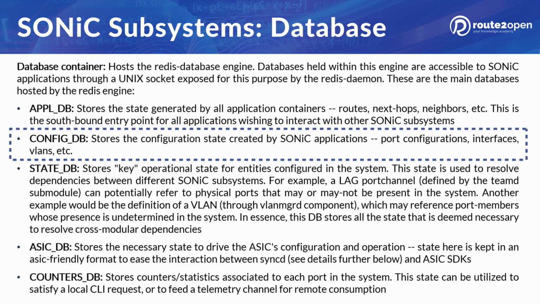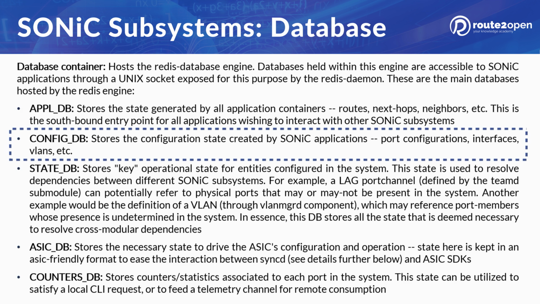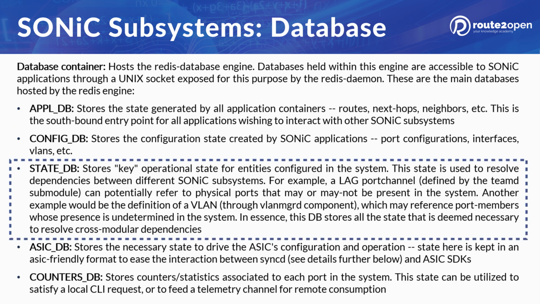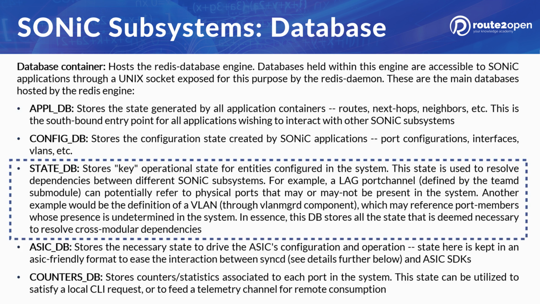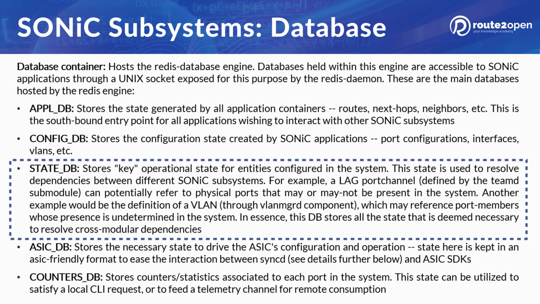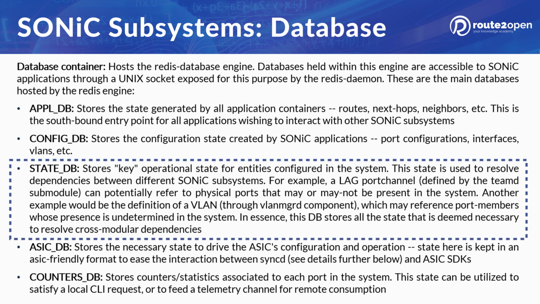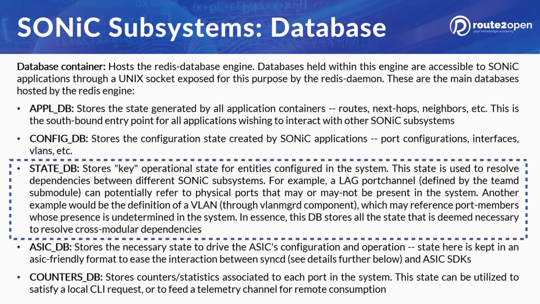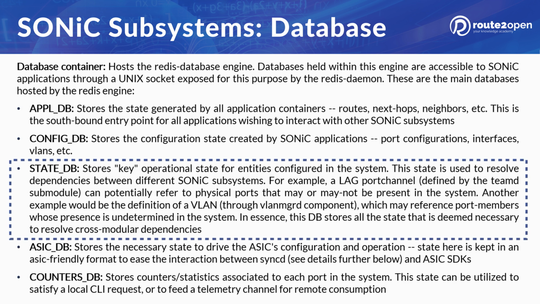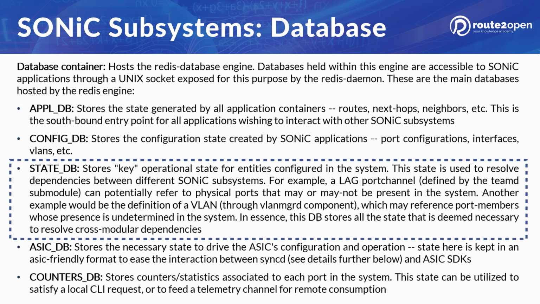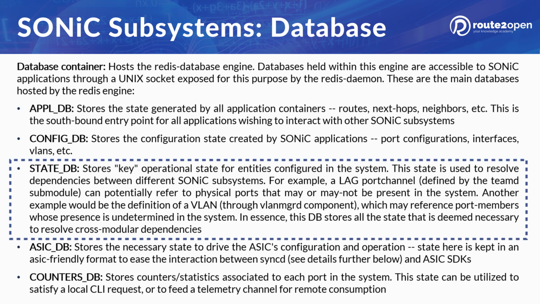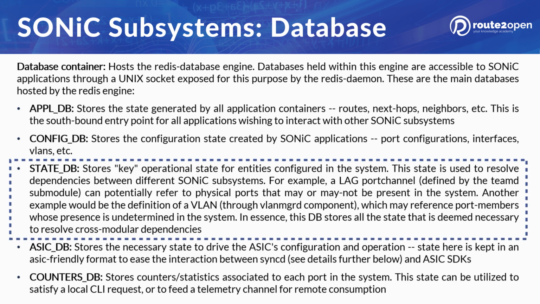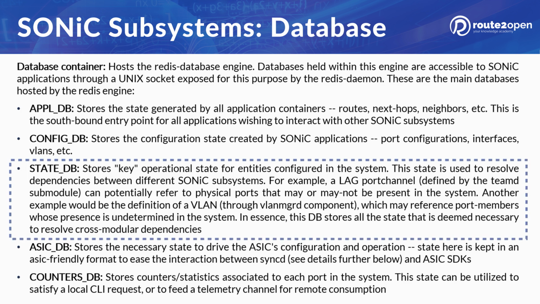ConfigDB stores the configuration state created by SONiC applications: port configurations, interfaces, VLANs, etc. StateDB stores key operational state for entities configured in the system. This state is used to resolve dependencies between different SONiC subsystems. For example, a LAG port channel defined by the teamd submodule can potentially refer to physical ports that may or may not be present in the system. Another example would be the definition of a VLAN through the VLAN Manager D component, which may reference port members whose presence is undetermined in the system. In essence, this DB stores all the state that is deemed necessary to resolve cross-modular dependencies.